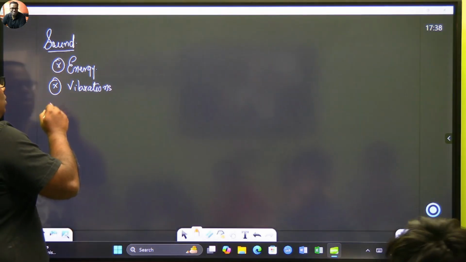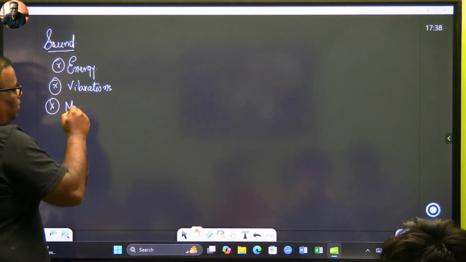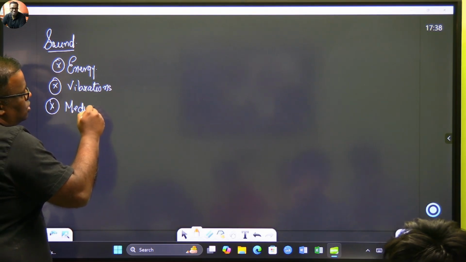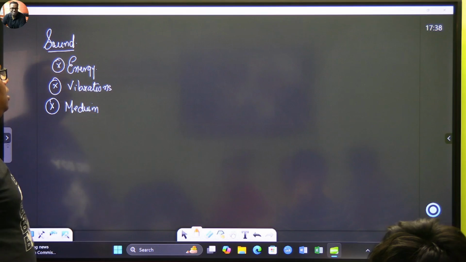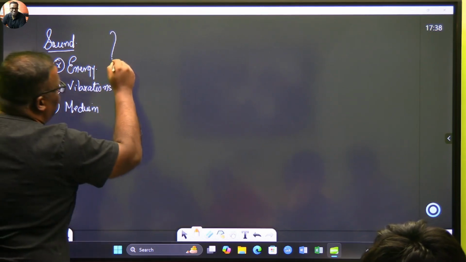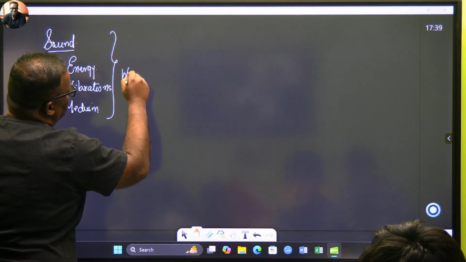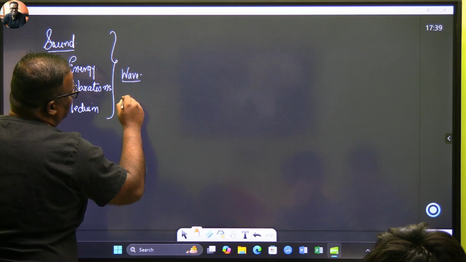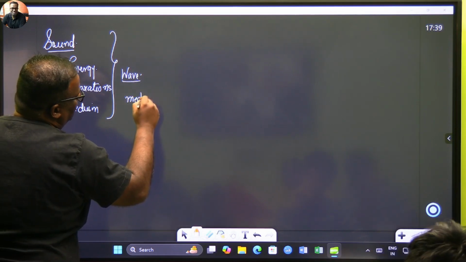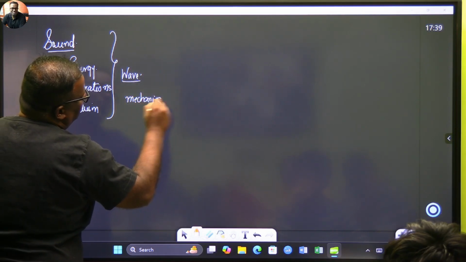And sound will always need a medium to travel. Okay, keywords I'm saying. Sound will always need a medium to travel. Before going further into it, we should also know that sound can also be represented by wave. So let us understand a few things about wave mechanics very quickly and very shortly.